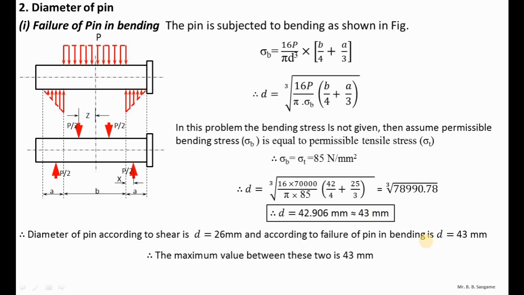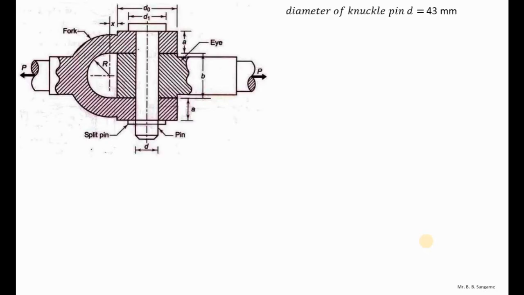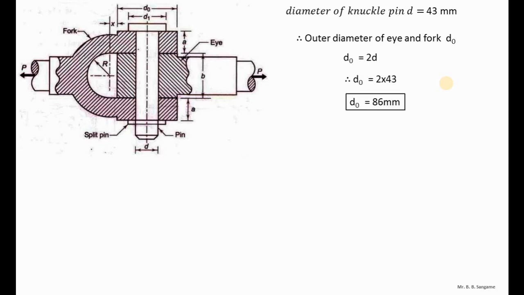The next is, for the selected diameter of pin, which is 43 mm, I am going to calculate the remaining dimensions according to the empirical relations, which depend on the diameter of pin. So let us calculate the outer diameter of eye and fork, DO. Here you can see that the outer diameter of eye and fork is represented by DO, and DO is 2 times the diameter of pin, according to the empirical relation. So DO will be 86 mm.